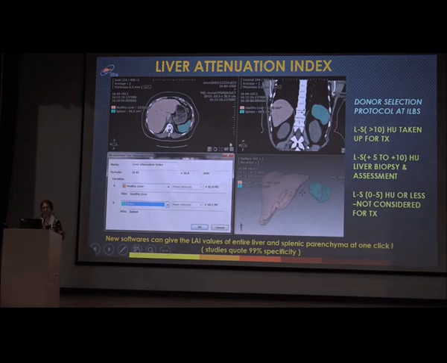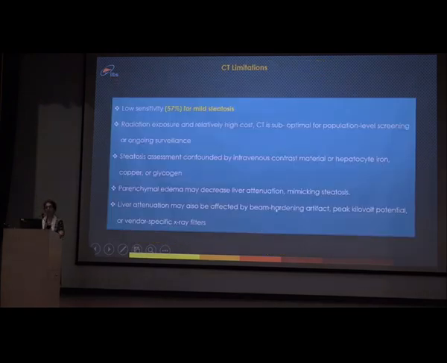New software today can automatically, at the click of a button, give you the attenuation of the entire liver and spleen and calculate the values. Studies now quote that they're almost 99% specific. So CT is a great modality, but what is the biggest limitation? Why are we not using CT then if it's so good? The sensitivity for less fat or mild steatosis is very low, only 57%. You have a radiation exposure associated with CT, and every study has an ethical consideration if you're exposing donors to this kind of radiation, and it's not at all an optimal modality for population level screening. You can't put everybody through a CT for the same thing.